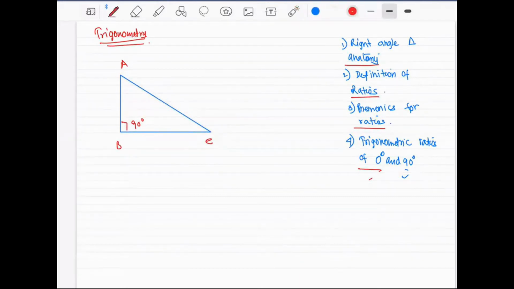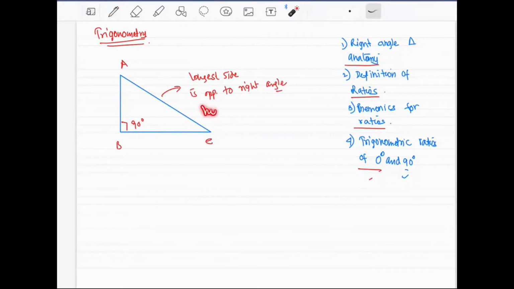So we will give this a name. This longest side is opposite to what? Right angle. We will give it a name. This side is called the hypotenuse. Okay. So inside a bracket, I will write hypotenuse. These are a little bit new concepts. Trigonometry is a new concept. This hypotenuse, right, as right side you have already learned. But trigonometry is a new concept. That's why I'm teaching it very slowly. Okay. Let me try to ease you into it.